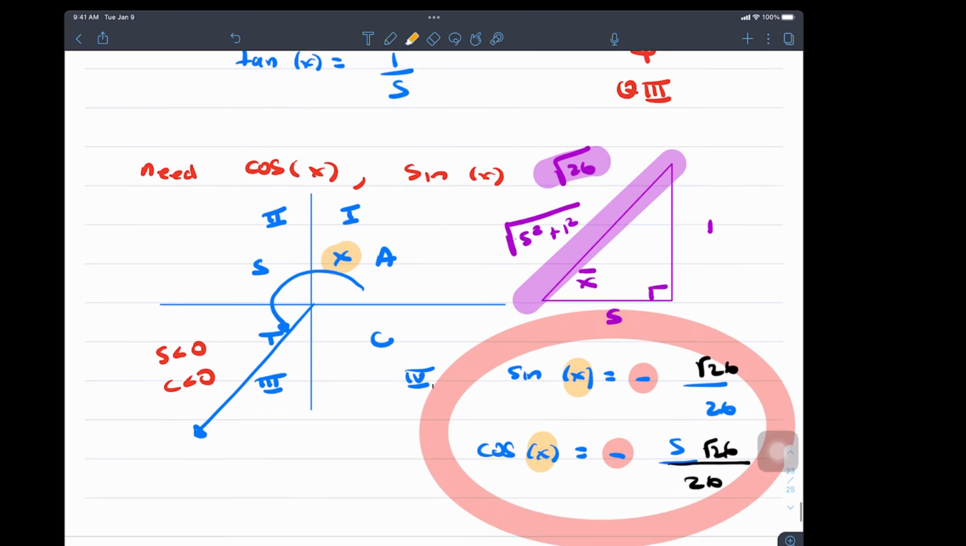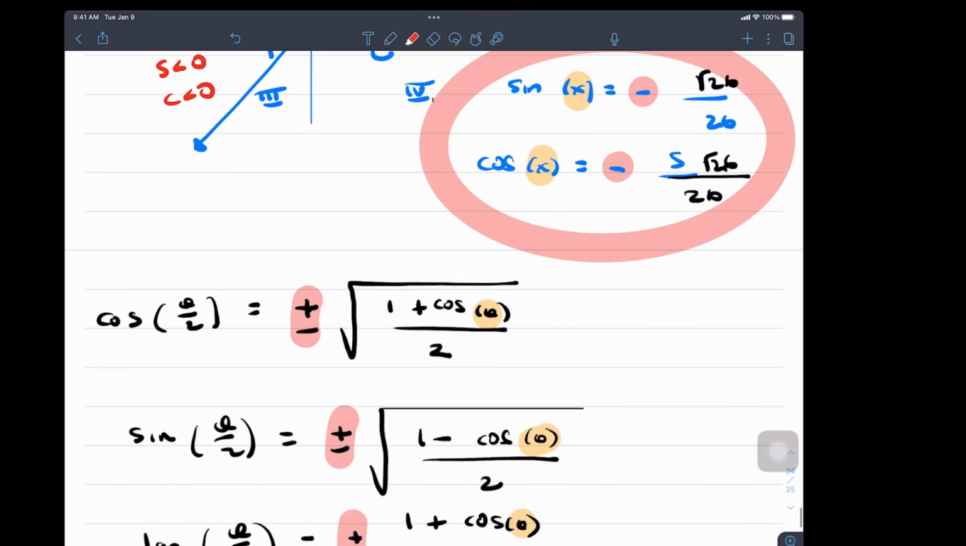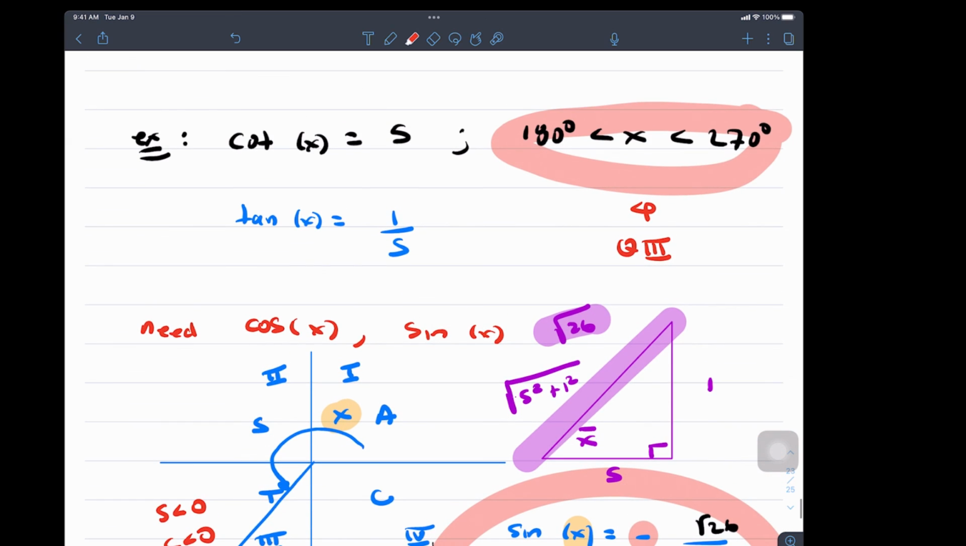Now, what do we do with this information? Do you guys remember? We have to handle the what? Plus or minus. How do you guys handle plus or minus? You go back up here and you say, okay, what's the half angle? Where do these half angles live? And again, this is going to be 90 degrees less than half angle less than, is that 135 degrees? Is that right?